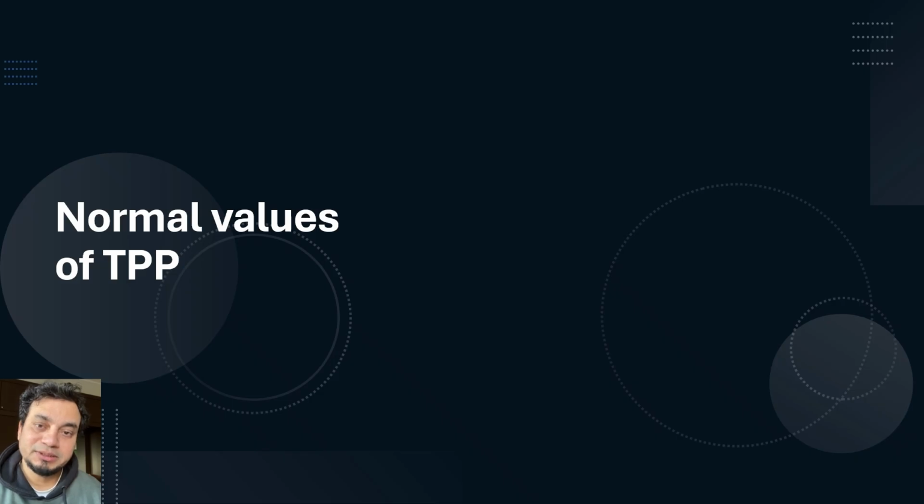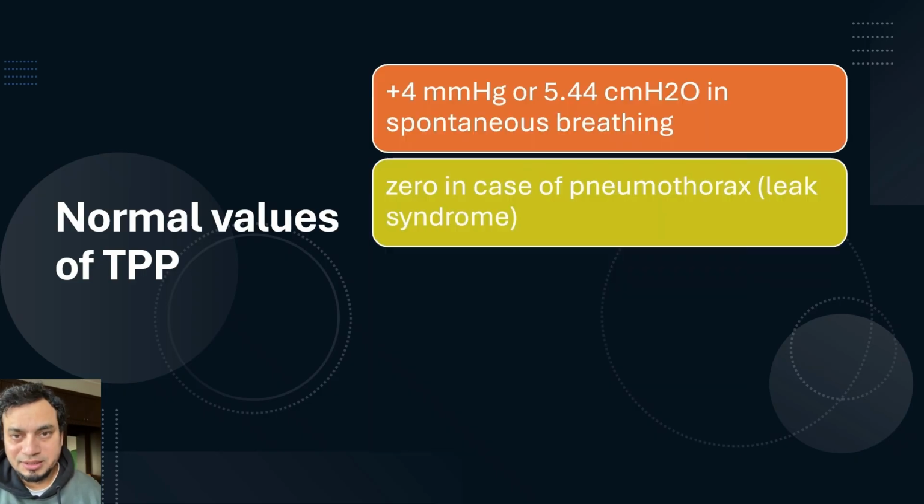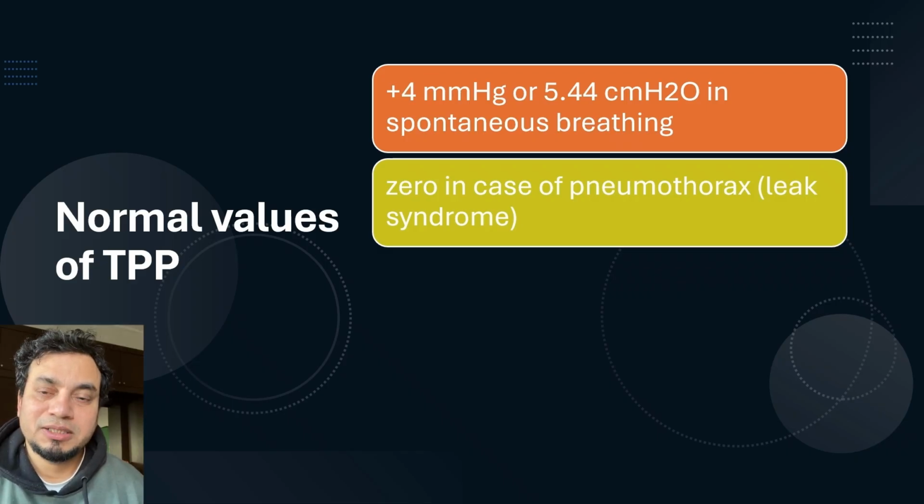So TPP can be inspiratory and expiratory both. Okay. So inspiratory TPP in spontaneous breathing is usually plus 4, and during expiration it can become 0. Now in the event of pneumothorax, it can become 0 or even negative. And under intermittent positive pressure ventilation, that is your mechanically ventilated patients, it becomes even more positive, because here we are giving high positive pressure.